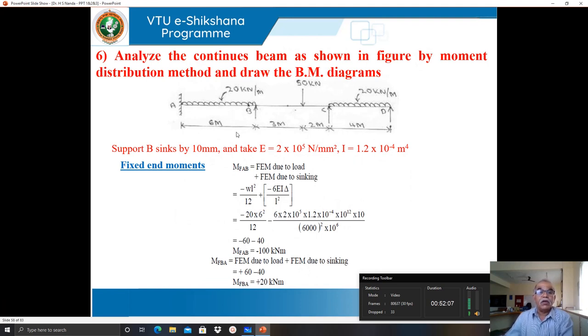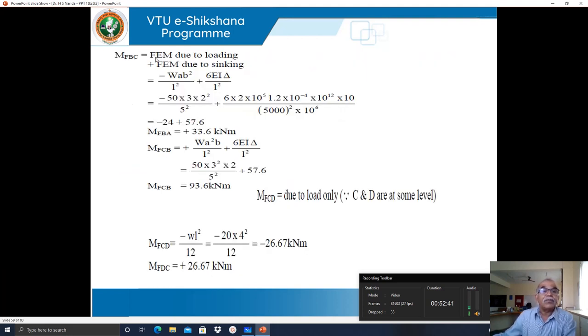This is another problem that we had analyzed due to sinking. That means if you assume fixed beams for the calculation of FEM, B sinks by 10 millimeter it is given. Therefore, if you are calculating FEM, that FEM is due to load and due to sinking, that is 6EI by L squared times delta. Similarly, B sinks means there will be effect on this portion also, BC, and for BC also that FEM due to loading and FEM due to sinking should be considered with proper same convention.